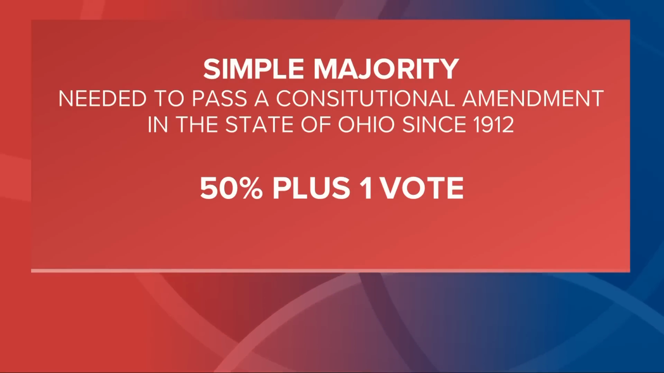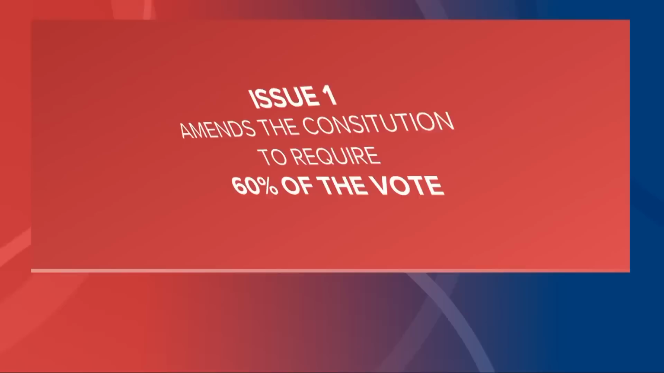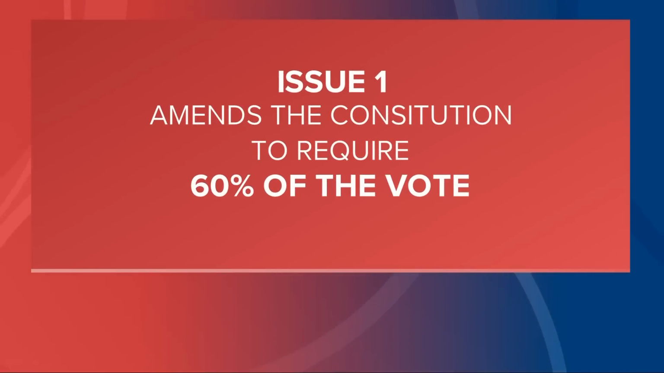So what does that mean? Well, since 1912, Ohio has used a simple majority to pass a constitutional amendment. That means 50% plus 1 is what's currently needed to pass an amendment. Issue 1 would raise that threshold to at least 60% of the vote.